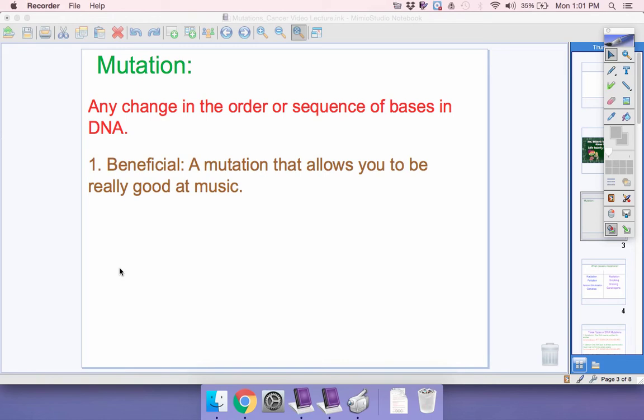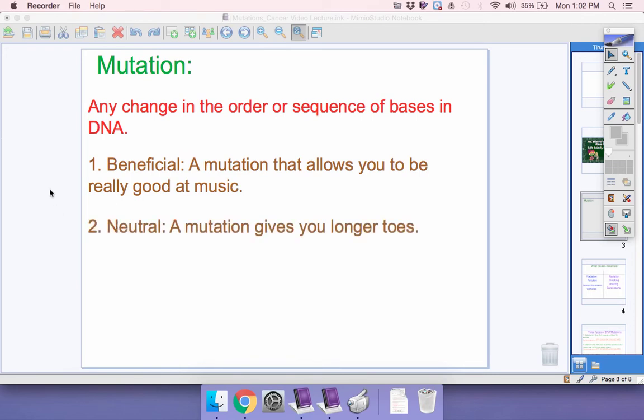There are three ways mutations can affect your body. They can be beneficial, so this is a mutation that's going to be good for you. An example is they just found a gene, or a mutation some people have, that allows them to be very good at music.